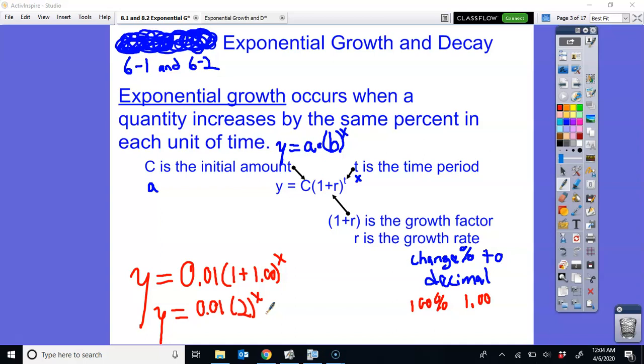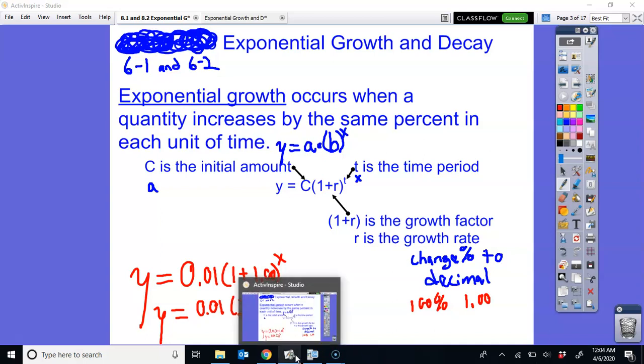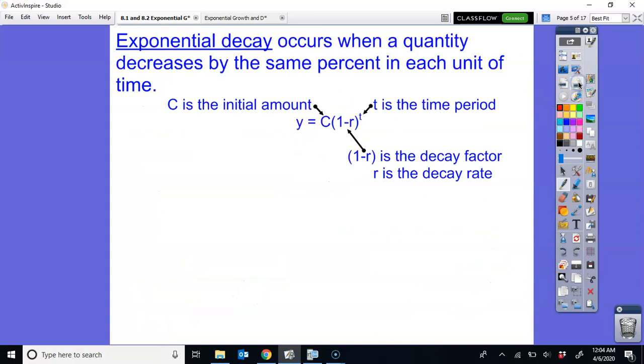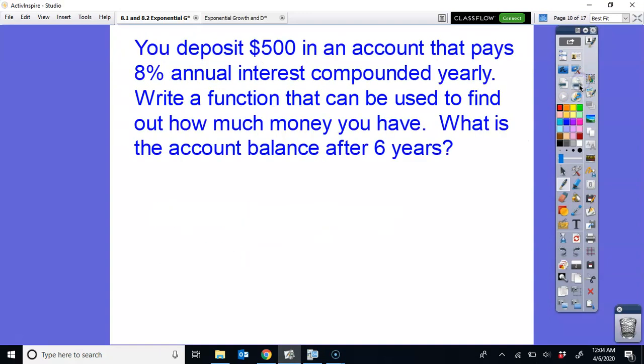But this is how exponential growth works when something grows by a percentage over time. So let's look at another quick little example. And you're going to have a few of these on your homework, and you're going to have a few of these on your test. So let's come over here to an example of an exponential growth function dealing with a bank account. A bank account is a prime example of when you would use an exponential growth function in real life. You deposit $500 into an account that pays 8% annual interest compounded yearly.